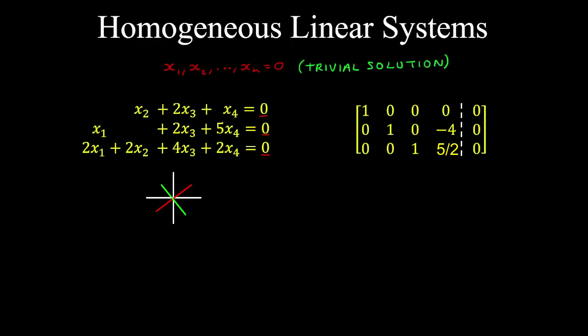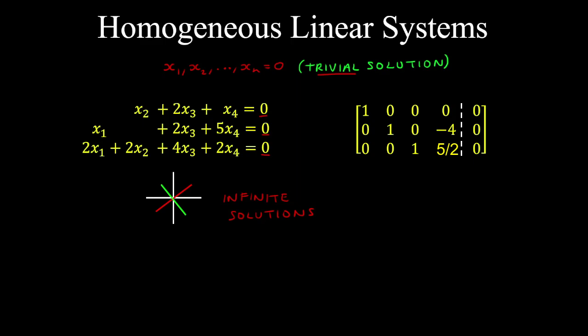And due to this trivial solution, there's only two types of solutions for homogeneous linear systems. So one type of solution is only the trivial solution, or infinitely many solutions in addition to the trivial solution.